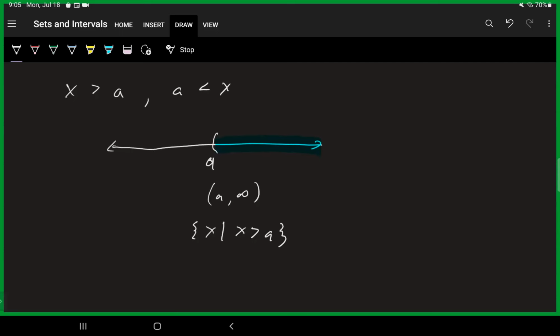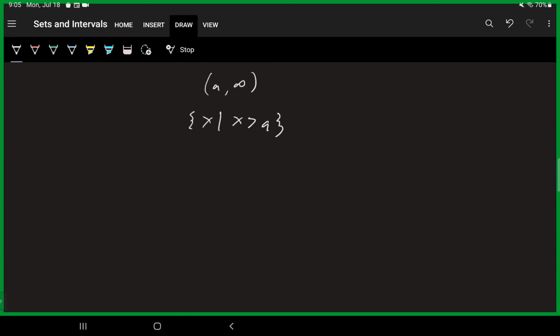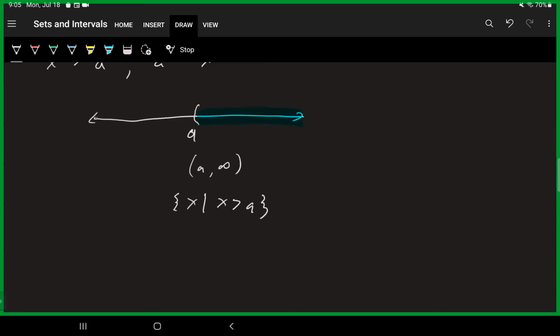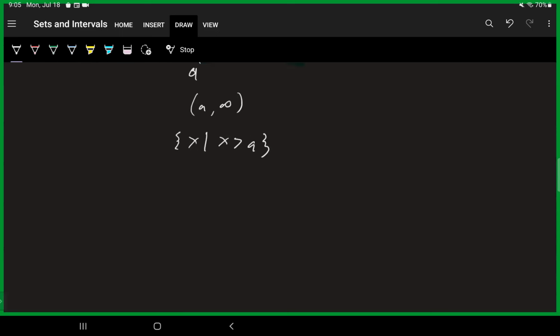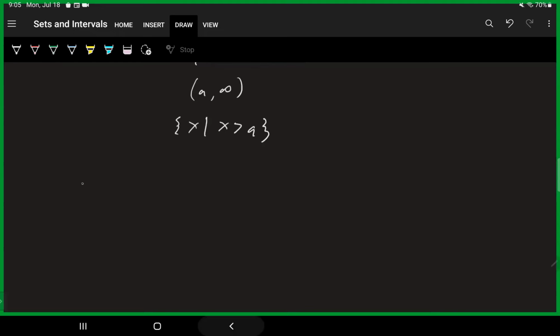Then there's another type of interval, and that's one that has endpoints on both ends. So a serves as an endpoint on this interval, and it goes off indefinitely. And on those above, 2 served as the endpoint, and it went off to the left indefinitely. So if I had what's called a compound inequality, a is less than x is less than or equal to b.